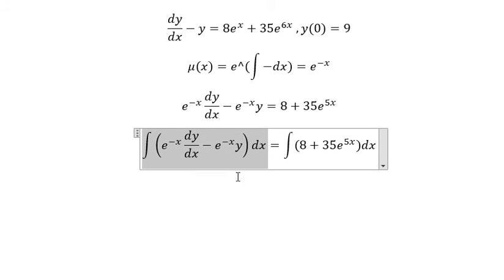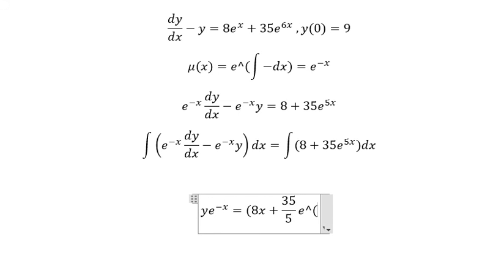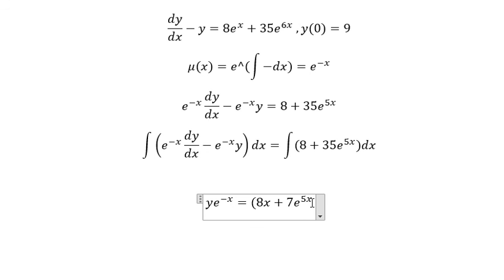The integral on the left, you will get y multiplied with e to the power of negative s. The integral on the right, you get 35 divided by 5 multiplied with e to the power of 5s. And this one you get 7. And we have c as the constant.